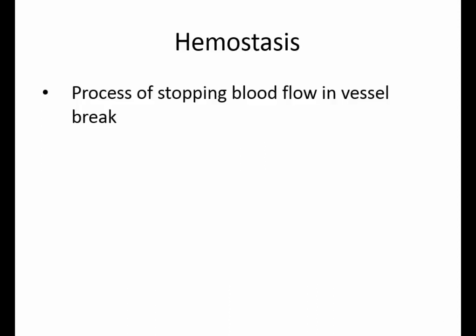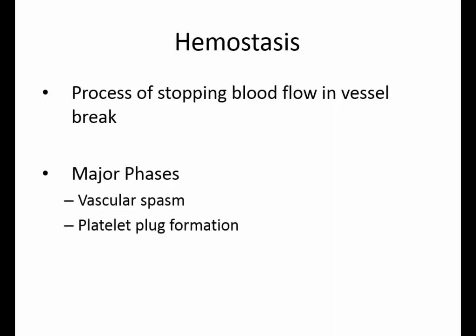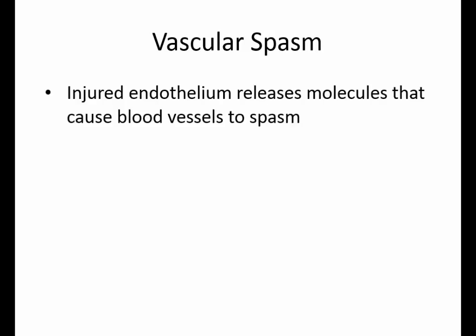Hemostasis is the process of stopping blood flow in a vessel when it's been broken. We don't want the blood to leak out of our body. It occurs in 3 major steps or phases. We start with the vascular spasm, then there's the formation of a platelet plug, and finally there is blood coagulation or blood clotting. The vascular spasm occurs whenever the blood vessel is injured.